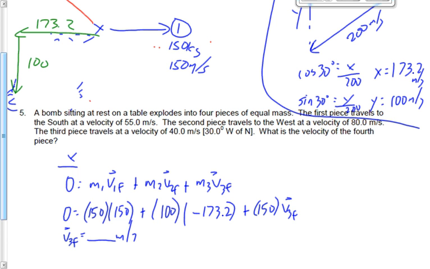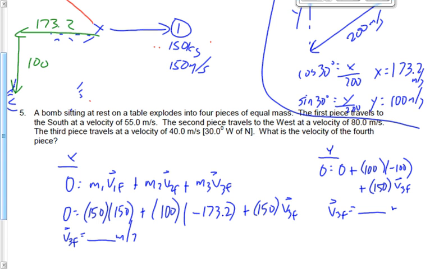The hard part's done. For the y component, 0 is equal to, the y component of the first one is 0. The second one is 100 times negative 100. The third one is 150 times V3F. Solve for V3F for the y component. And then combine them using your right angle triangle, using the Pythagorean theorem and the inverse tan function.